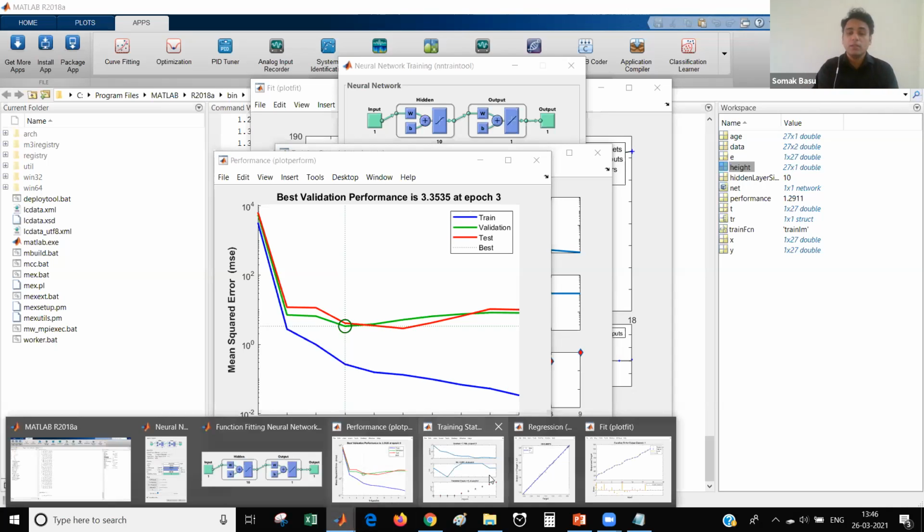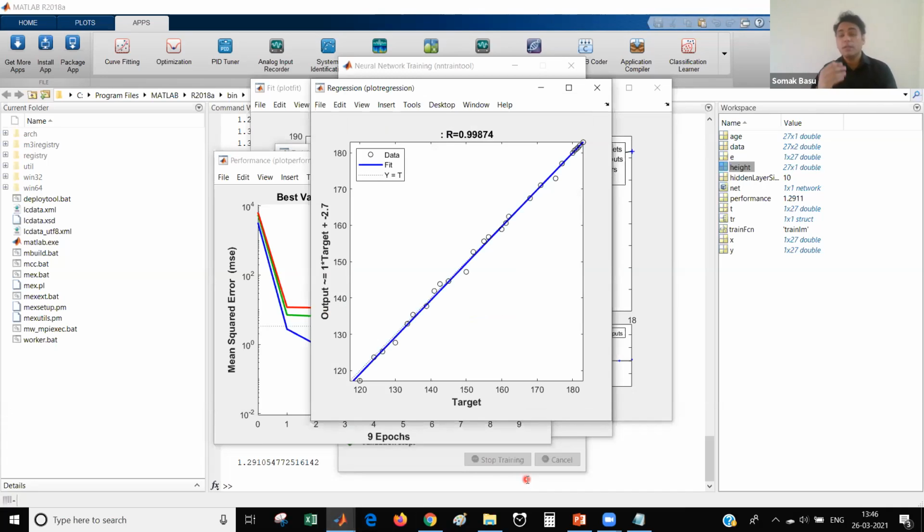And after that, you have got the regression plot. Now see what the neural network has been able to do. The neural network has been able to find a relation between the age and the height, and the value of the regression is 0.99874. I told you the maximum value of regression is 1, which means complete similarity. Complete similarity means you can find the relation perfectly without any error. But 0.9987 is also very close to 1.